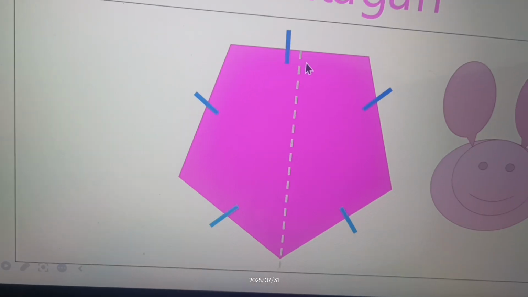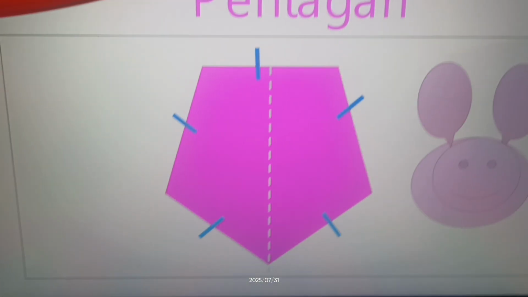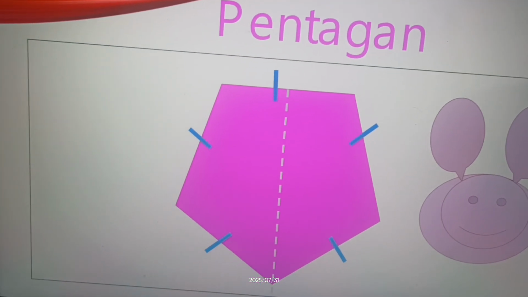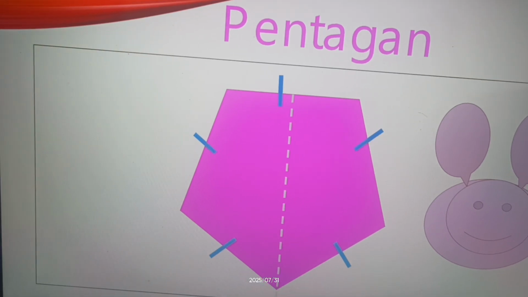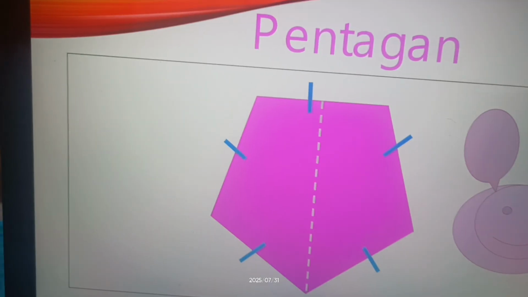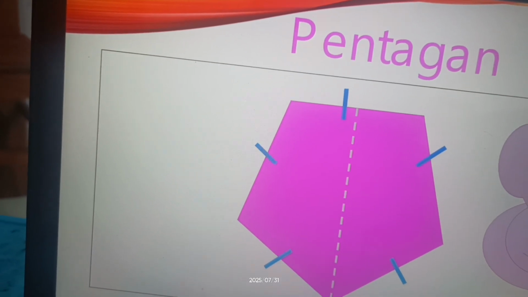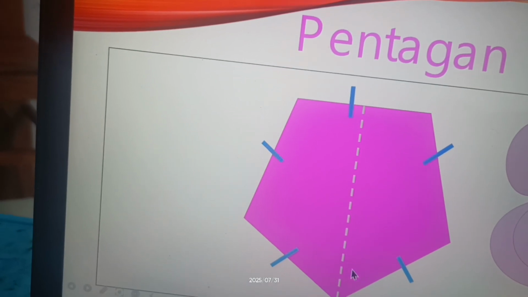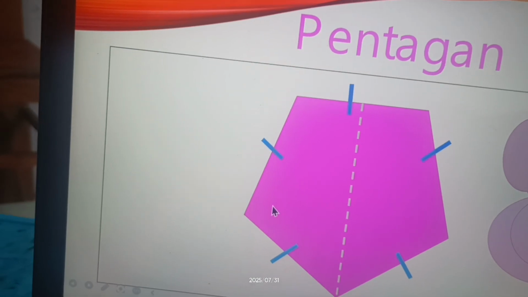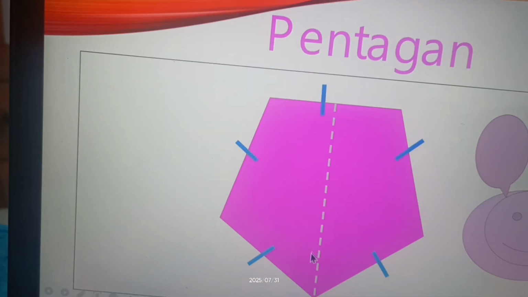Then how many symmetrical lines are here? Only 1. Remember, there is an odd number of sides. 5 is an odd number, no? Therefore, if there is an odd number of sides, only 1 symmetrical line is there. You can fold this shape into 2 equal sides with this symmetrical line.